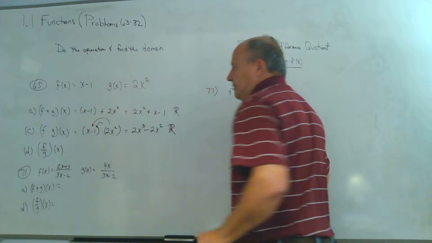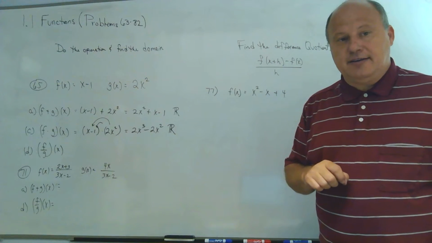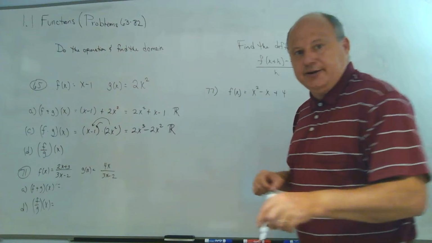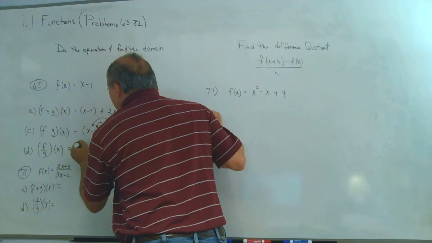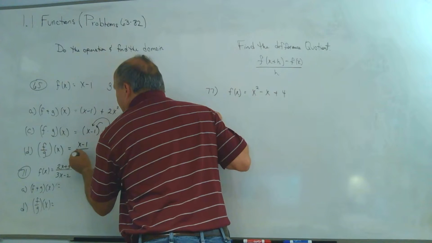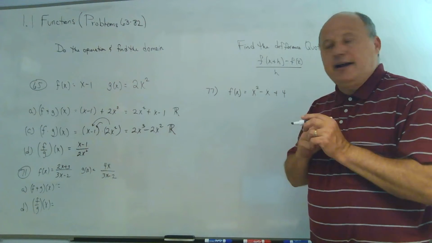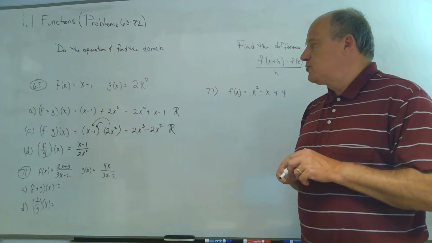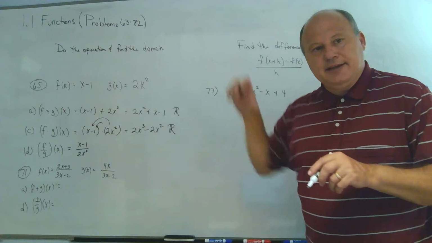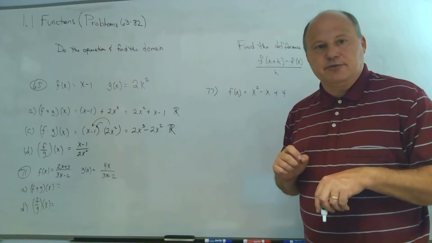But look at the next one. This is the quotient. The quotient is easy to find, but the domains are a little trickier. So f of x over g of x is x minus 1 over 2x squared. Like I said, it's a little easier because there's nothing to combine and no simplification involved. So x minus 1 over 2x squared: you just place f of x on top and g of x on the bottom. But the domain is not all real numbers.